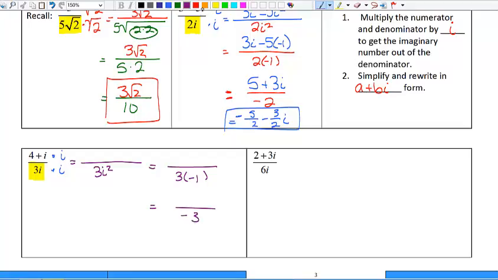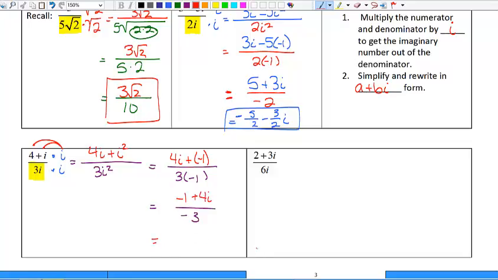Okay, so I've successfully got the i out of the denominator. So now I have to be fair. Whatever I do to the denominator, I also have to do to the numerator, which gives me 4i plus i squared. Now we know that i squared can be rewritten as -1. Step 2 says to make sure you simplify and rewrite in a plus bi form. So the -1, which is real, needs to go in the front. The 4i, which is imaginary, needs to go in the back.